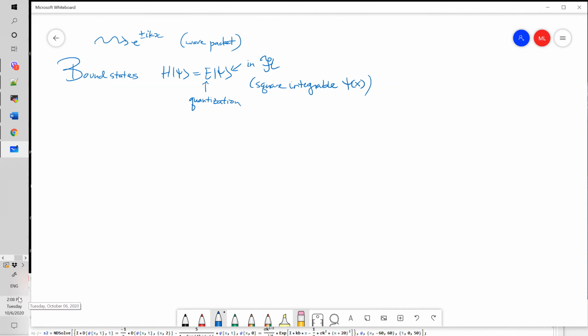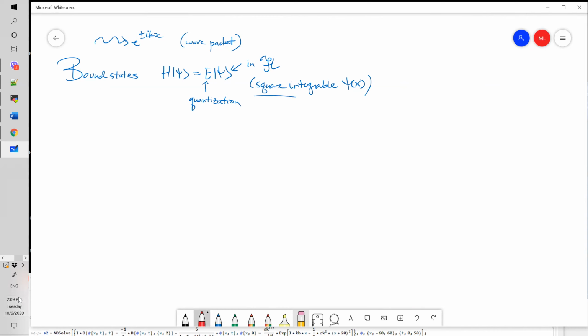It's because, unlike the incoming and outgoing particles where we can just kick them in with an arbitrary kinetic energy, now we have more conditions on the wave function because we're going to ensure that it's square integrable.